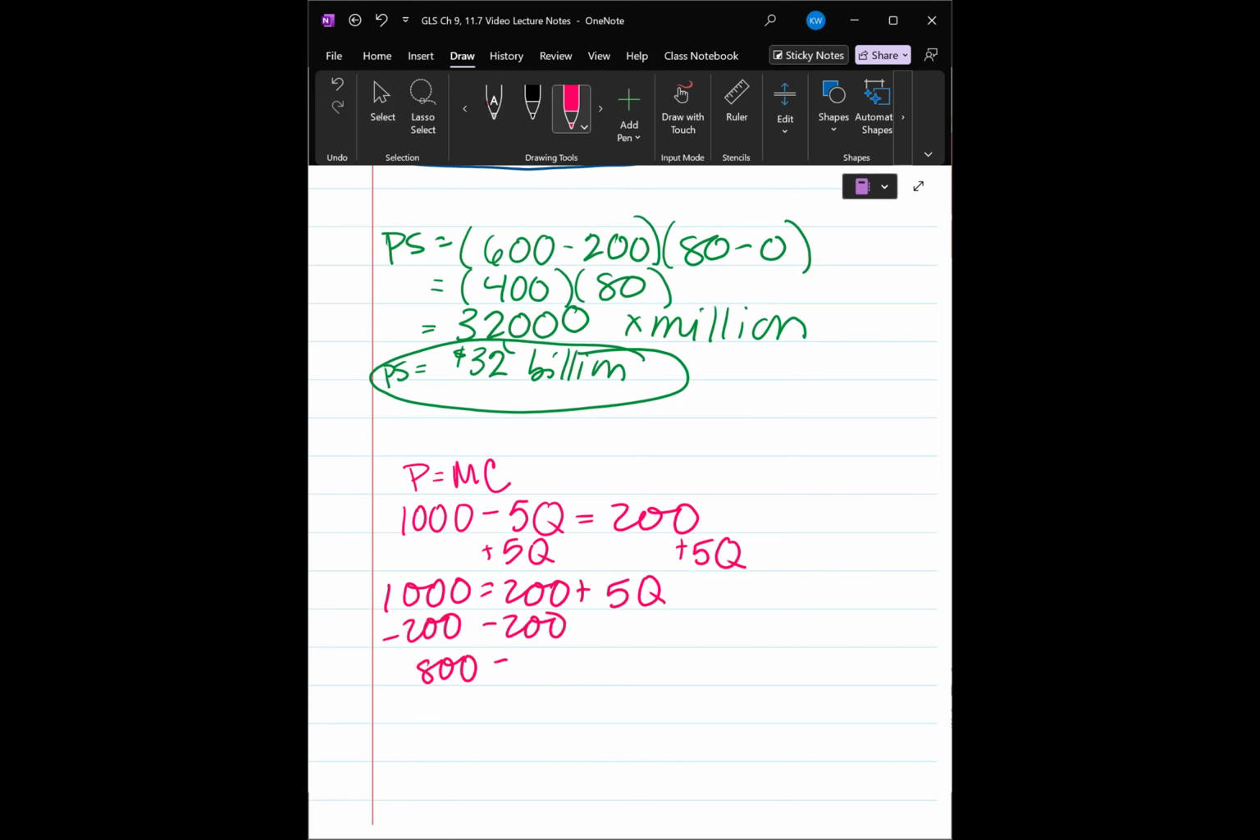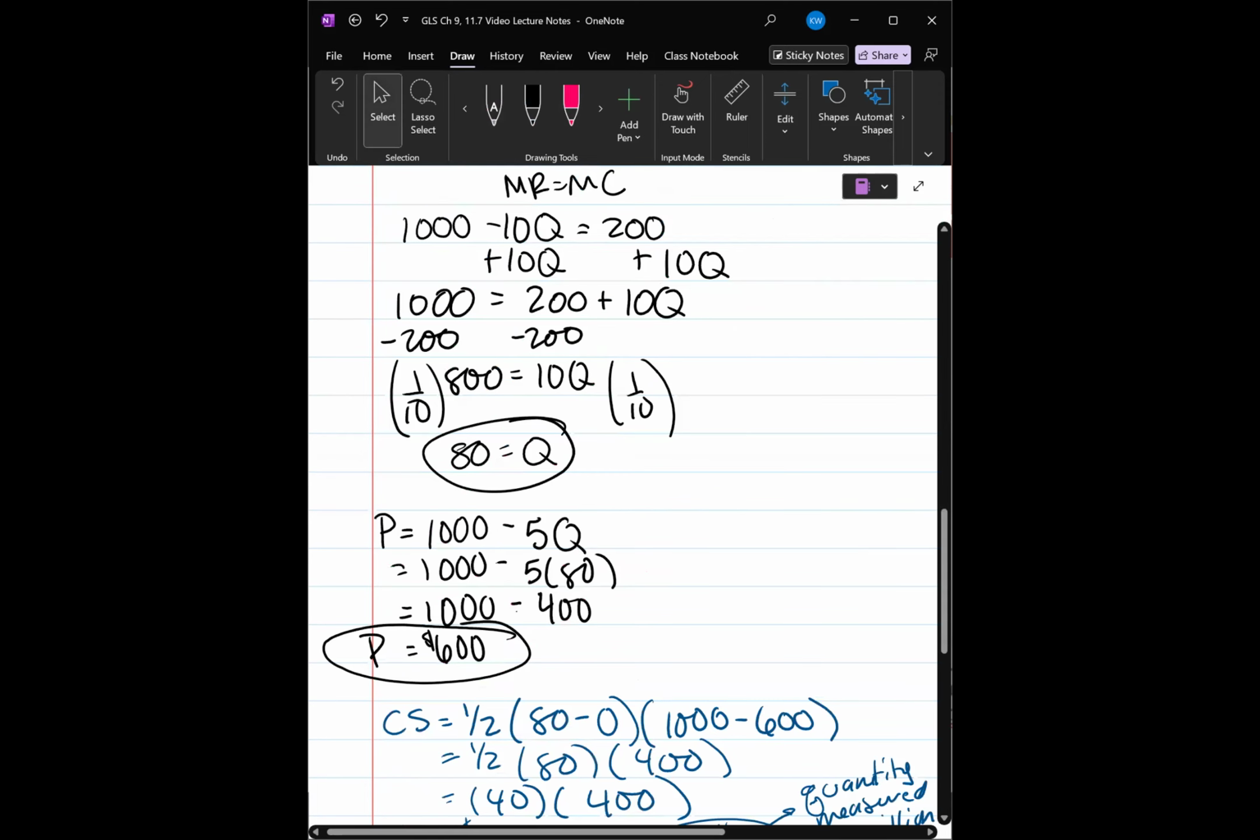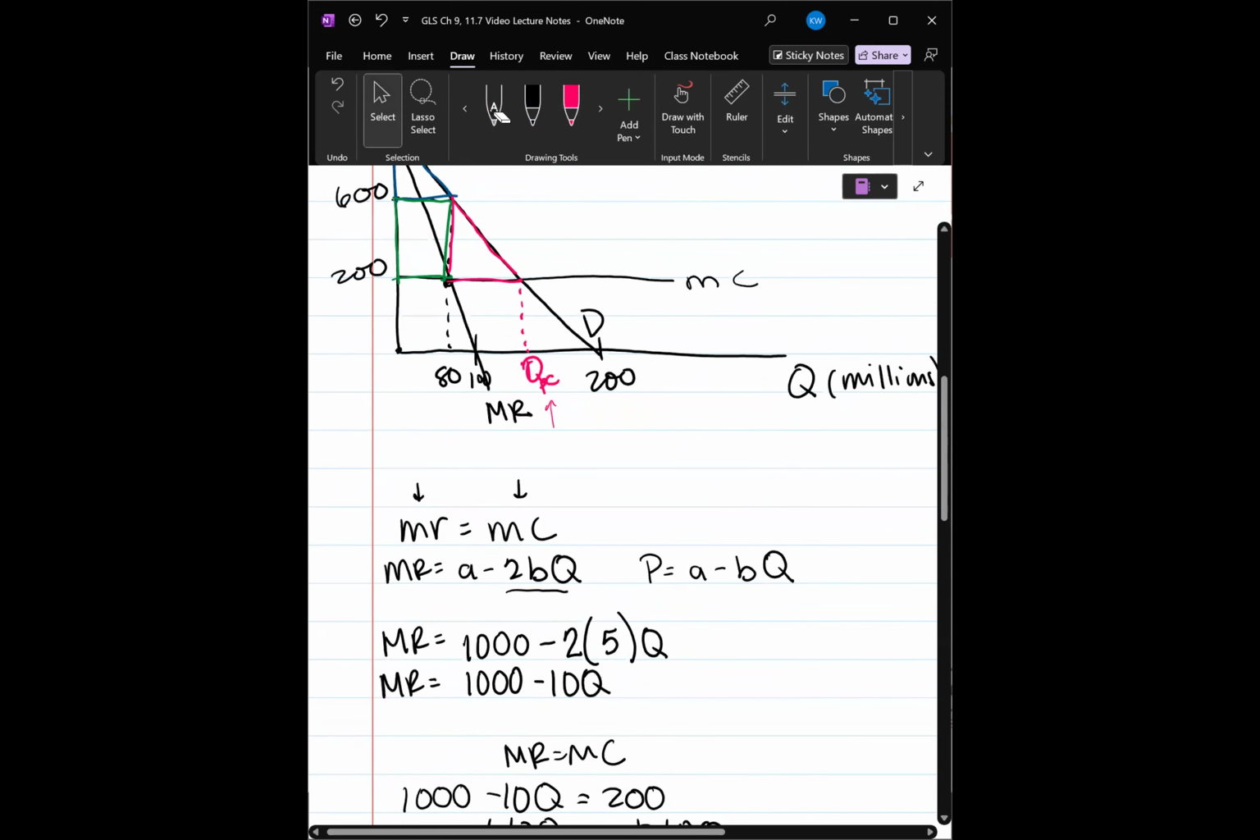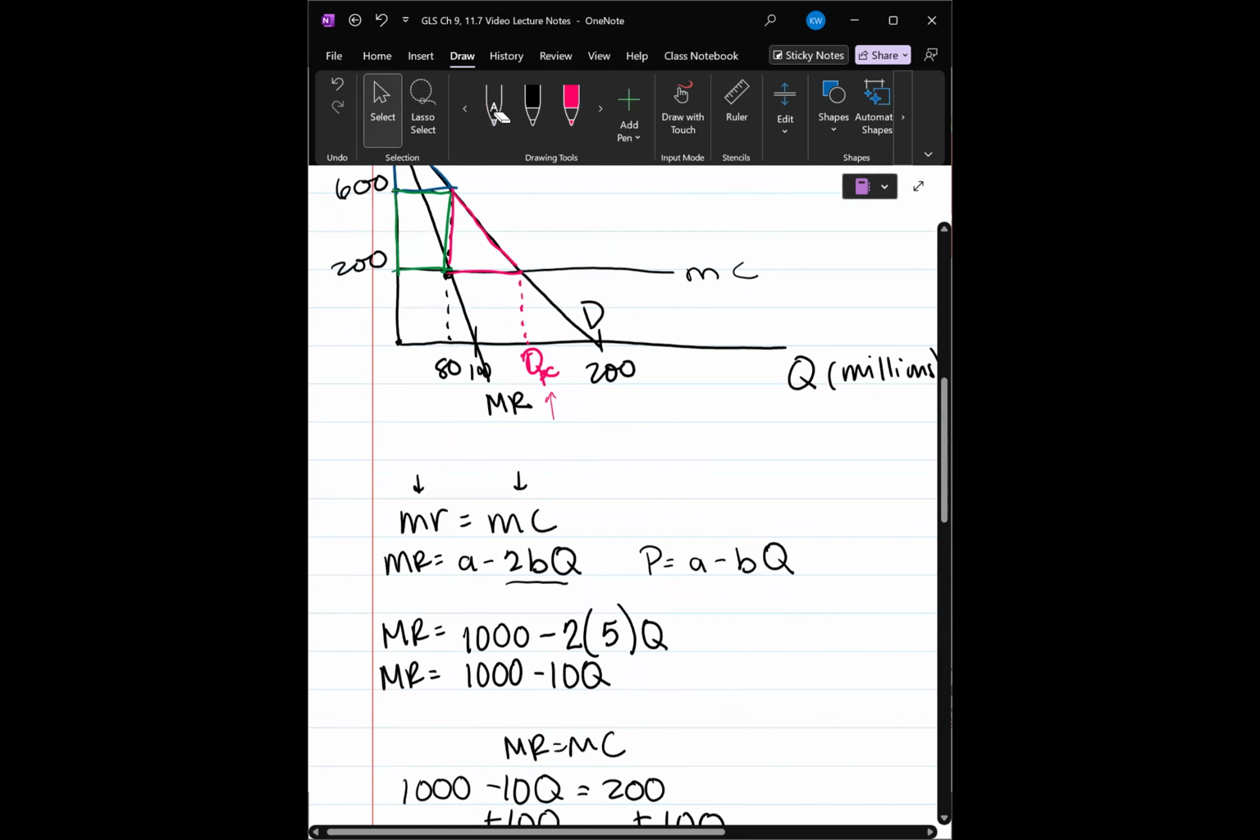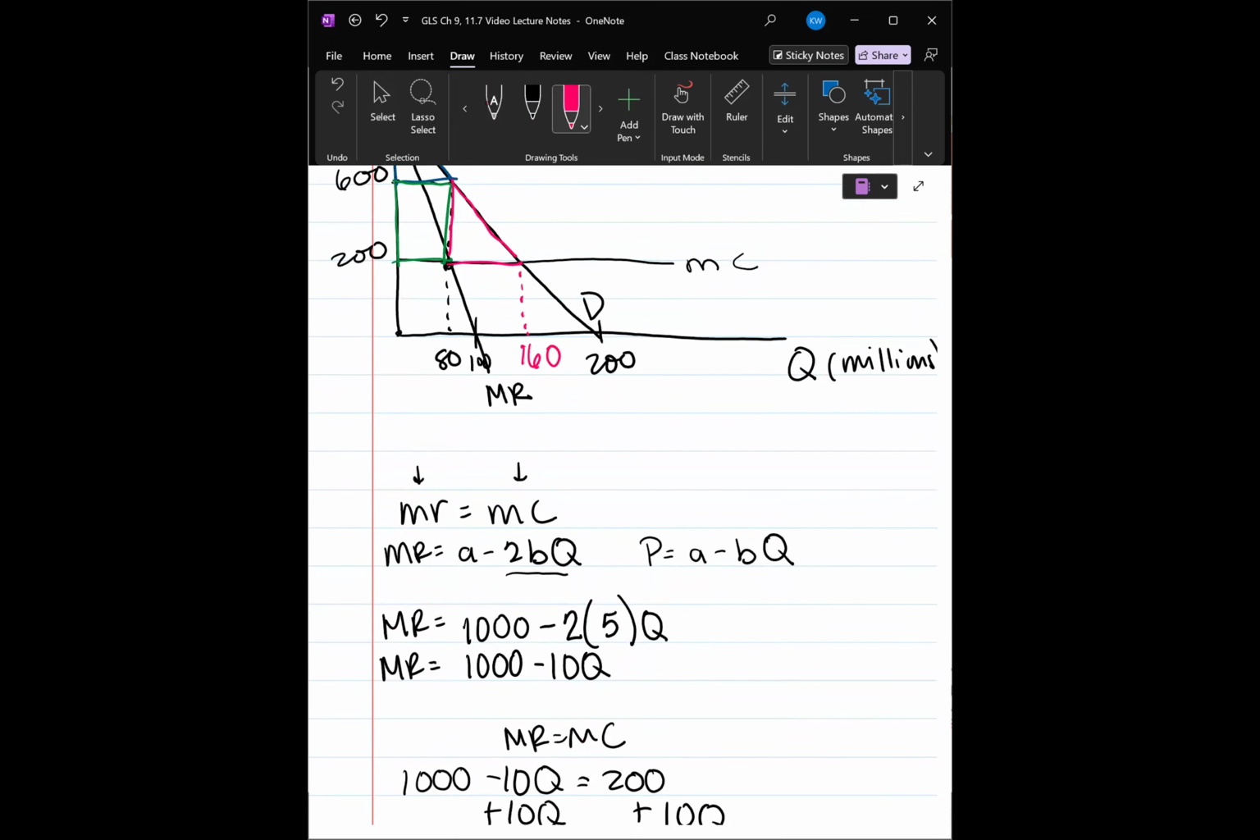That gives us 800 equal to 5 times Q. Then we'll divide both sides by 5. Doing that gives us 160 million iPads being produced in perfect competition. Let's go ahead and write that into our graph for our perfectly competitive value. You can see that that's twice what the monopolist is producing, and that's because for our perfectly competitive firm, their marginal revenue curve is equal to the demand curve.